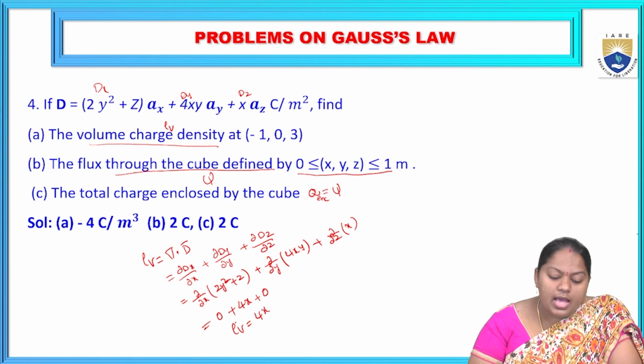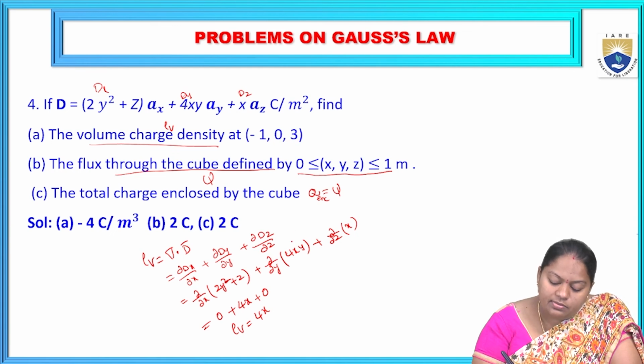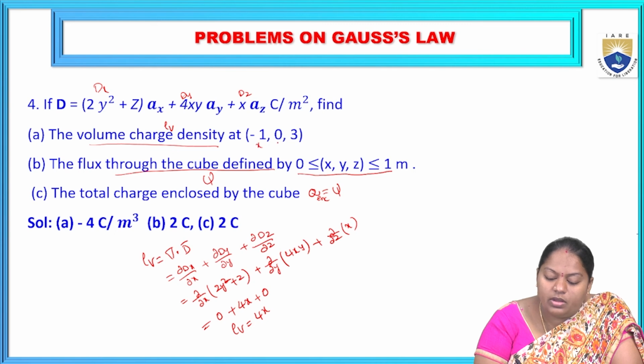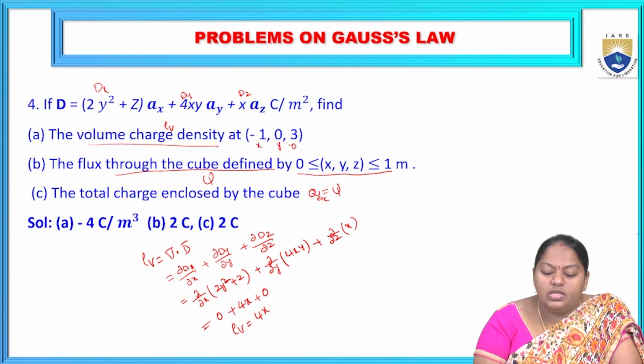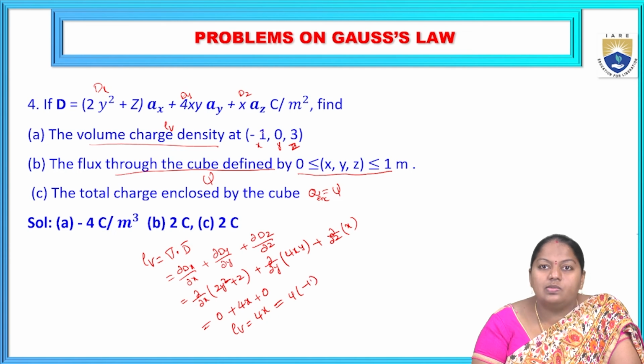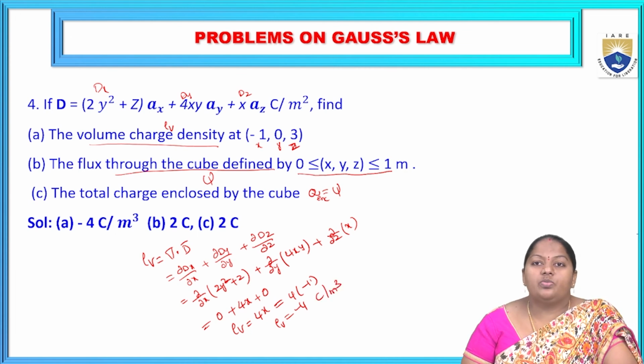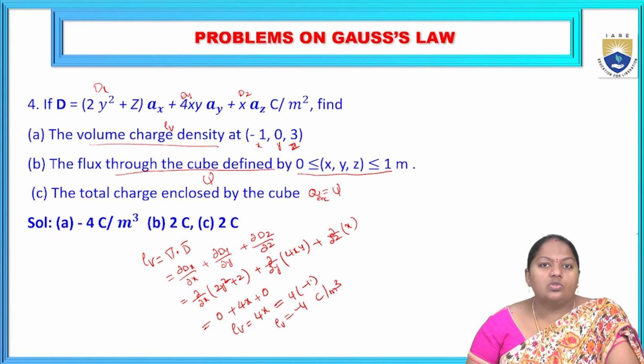Here, the volume charge density at minus 1 comma 0 comma 3 means substitute x, y, z, where the x value is minus 1, y value is 0, and z value is 3. Now if you substitute x, y, z by minus 1, 0, 3, then we are going to get rho v equal to 4 into minus 1. Because the x value is minus 1, it's minus 4, and rho v is to be measured in coulomb per meter cube. Generally, charge is measured for a point charge as coulombs. For a line, it is coulomb per meter.